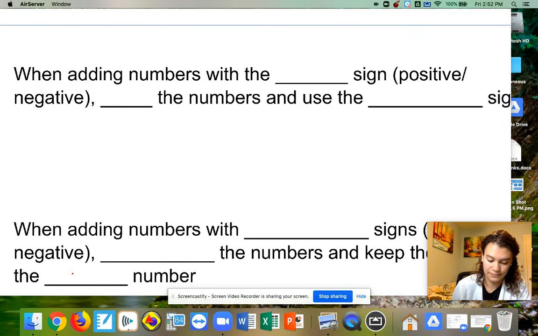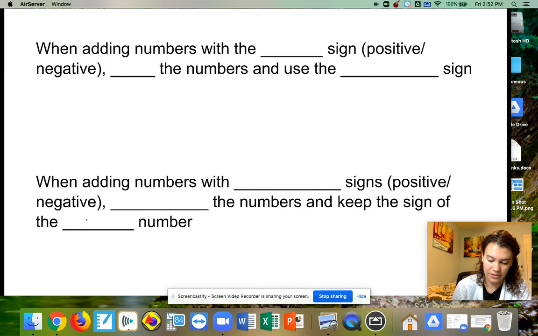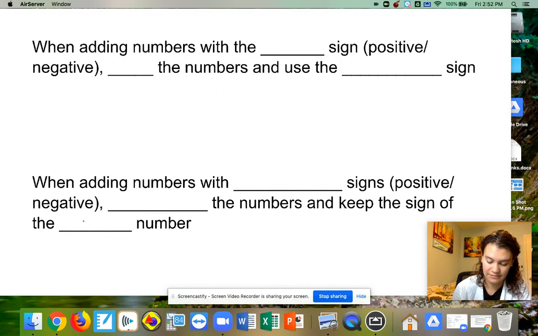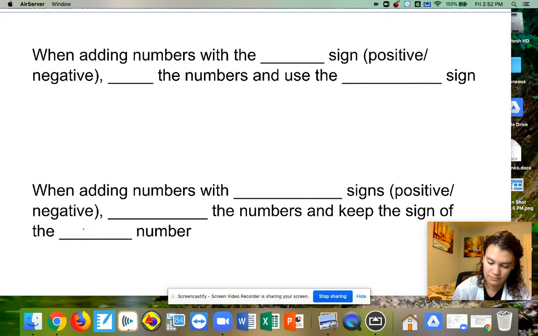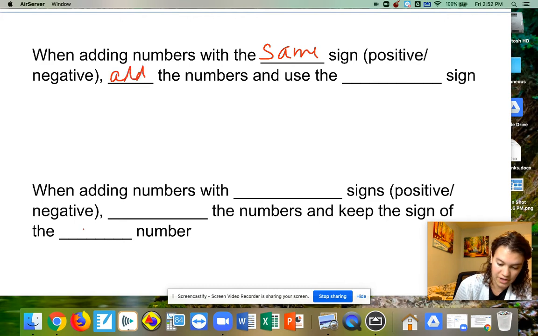All right, so in general, when you're adding numbers with the same sign, you want to add the numbers together. So sign here is positive or negative. So if you have two negative numbers or two positive numbers, you want to add them together and then use the same sign. So if you have like negative 3 minus 5, add 3 and 5, your answer is negative 8.